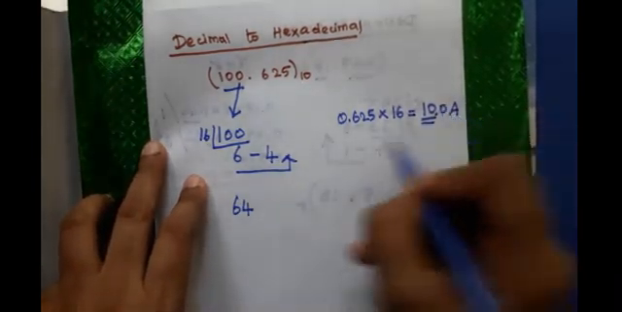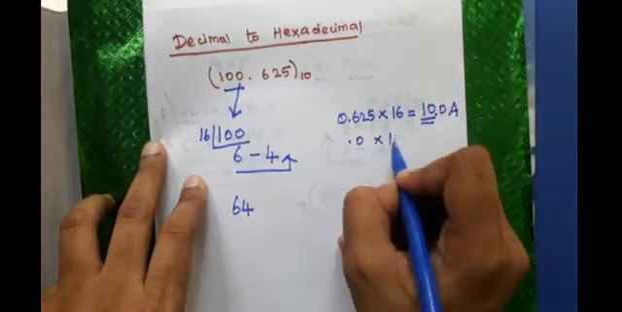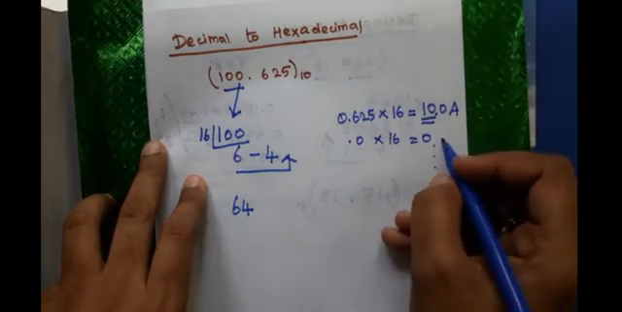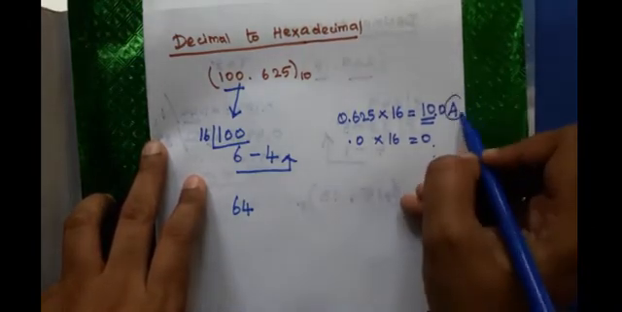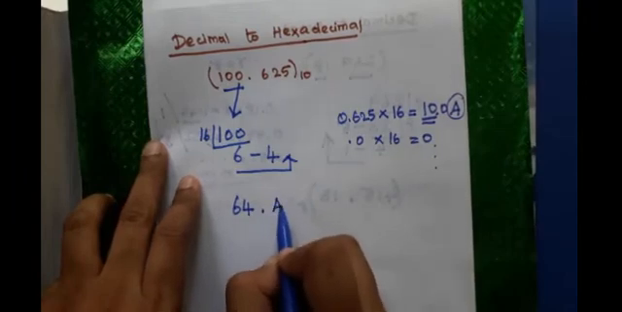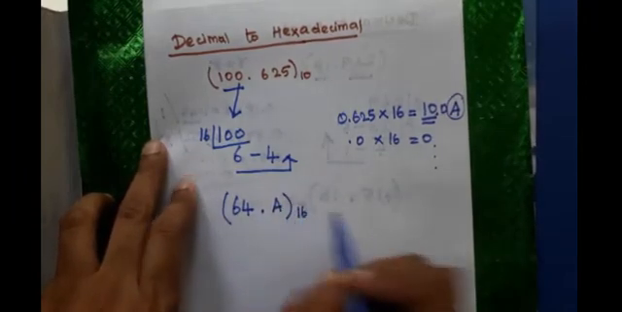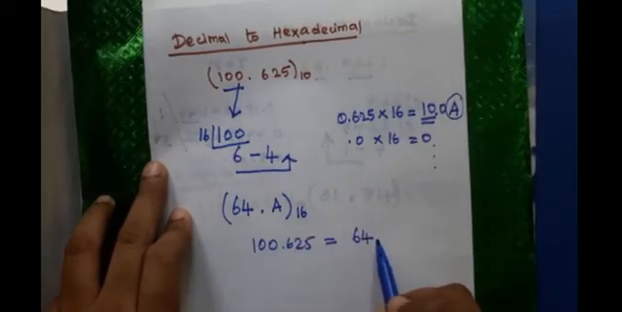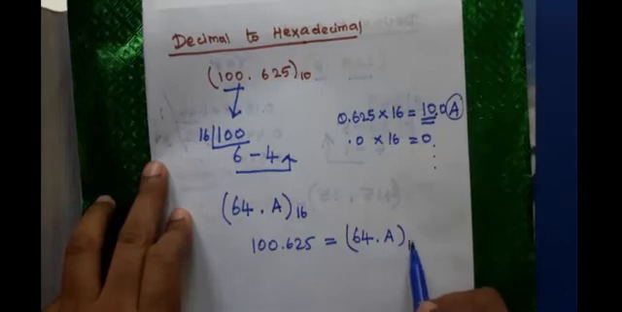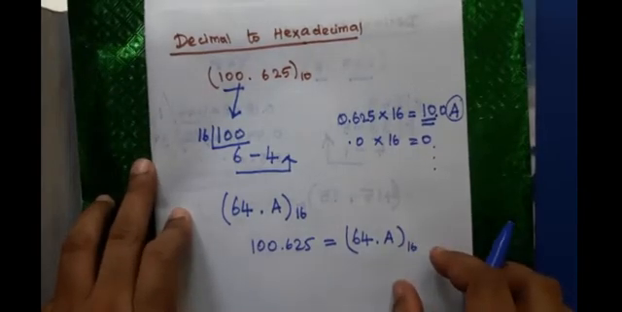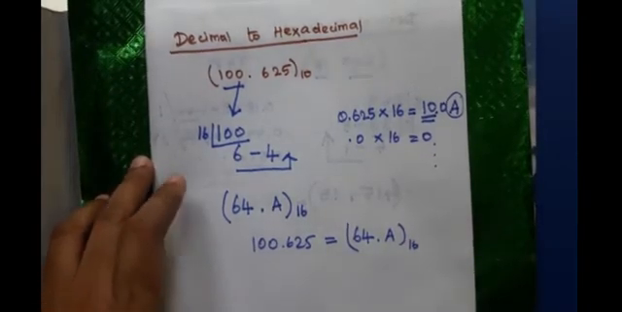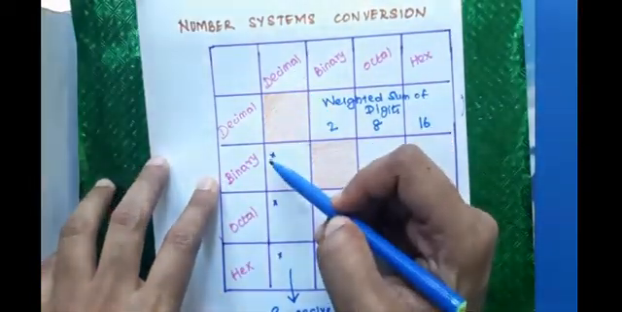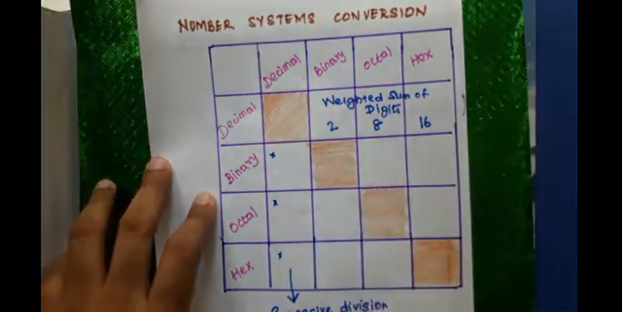I do not have any fractional part. It is only 0.0 into 16. I will get only 0. So I need not continue further. If there is any other number, I can continue. So I take A. So it is 64.A to the base 16. So I can write 100.625 decimal number as 64.A hexadecimal number. So thus we have converted a decimal number into any number system like binary, octal or hexadecimal.